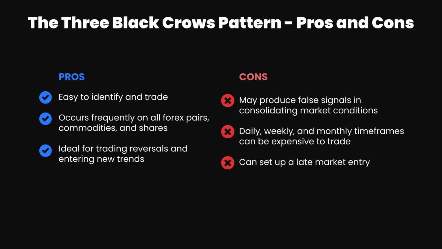Now, on the cons side, the three black crows may produce false signals in consolidating market conditions. So when the market flattens out, it can be a challenge to trade this pattern. On the daily, weekly, and monthly time frames, trading the three black crows can be expensive. The ranges are a bit larger, and your stop loss location is going to be a bit more extensive. And also, the three black crows pattern can set up a late market entry. So sometimes you miss out on a fairly good trade while waiting for the pattern to form.